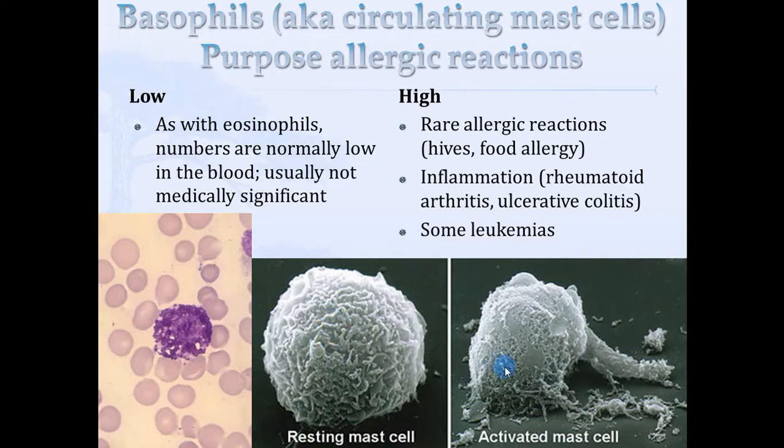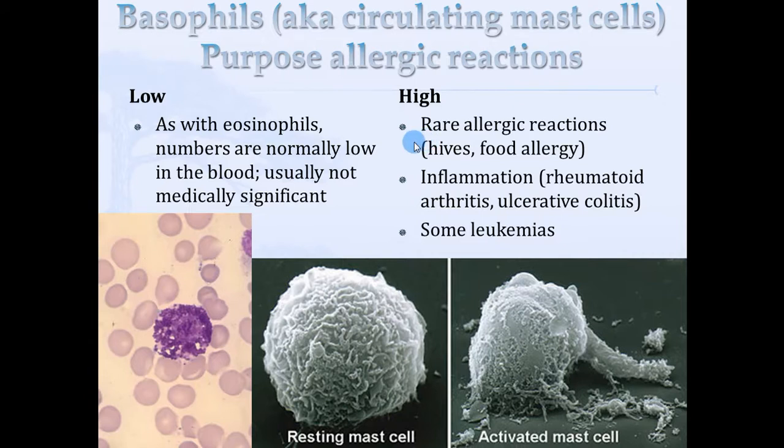You can see it. Here's one that's degranulated. Here's another example, one that's degranulated. You can see all the broken edge of the membrane there. So these are partially degranulated. So normally, just like the eosinophils, you're going to have low basophils. So not usually is it significant if you have a low reading. But when you have a high reading, it usually tells you what's going on.